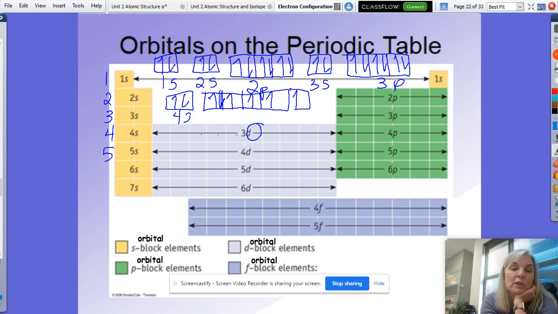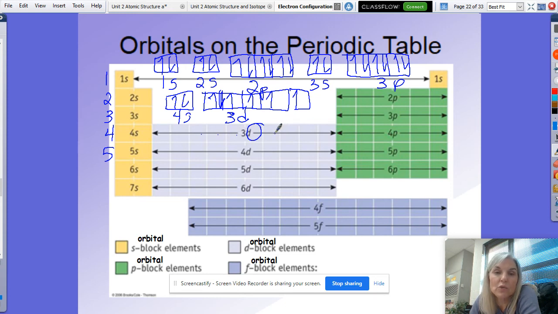So this is called 3d, and we have 6 of those. And let me make sure, 1, 2, 3, 4, 5, 6. Good, because my lines are running here. So that is your orbital diagram of iron.